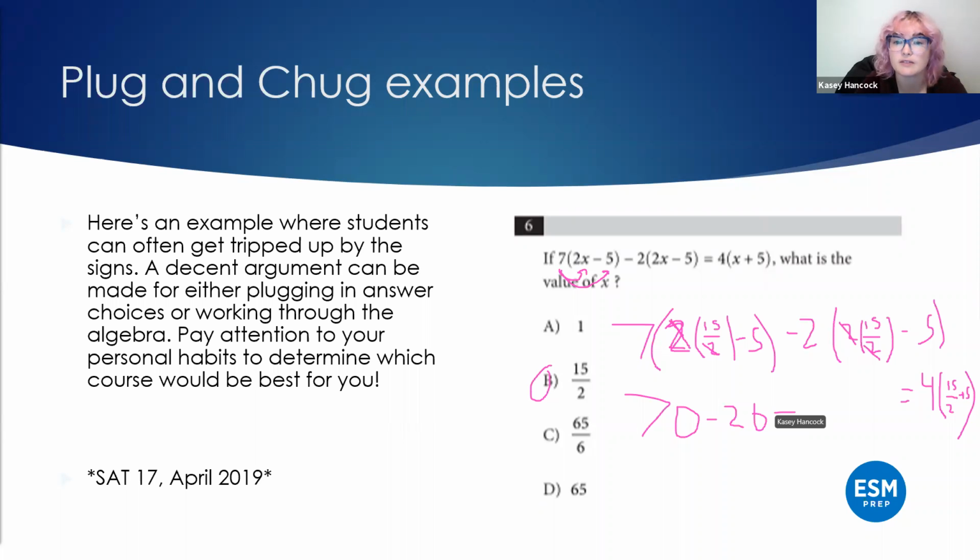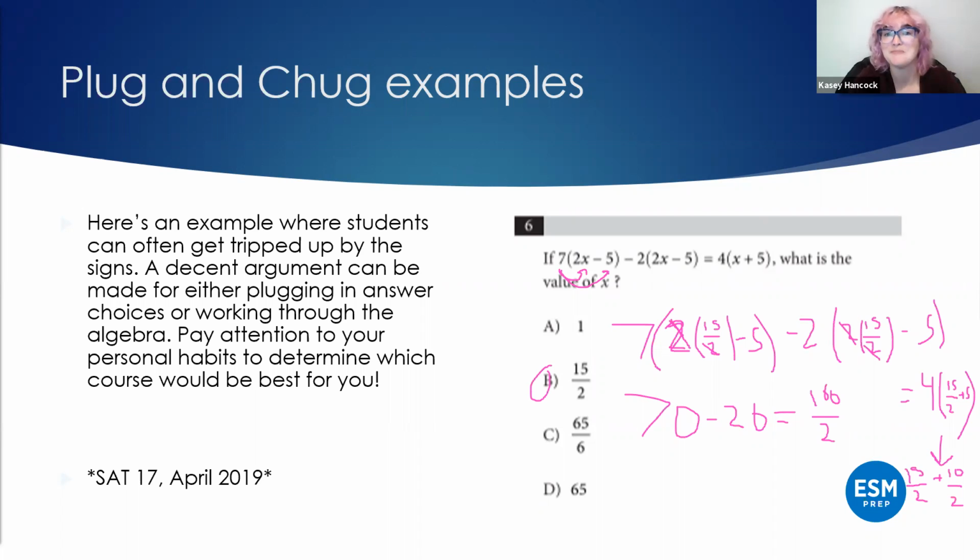And then the right-hand side, we're still going to have that fraction. So we're going to get 15 halves plus 5. So let's just quickly think of what that is. We've got to get a common denominator. So we're going to have 15 halves plus 10 halves. So we'll get 25 halves times 4. So that'll give us 100 halves. And then quickly you can see that both sides are 50. So we see that B does indeed give us left and right side equal on the equation.